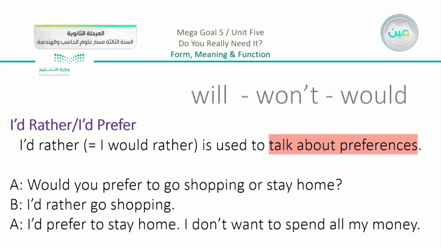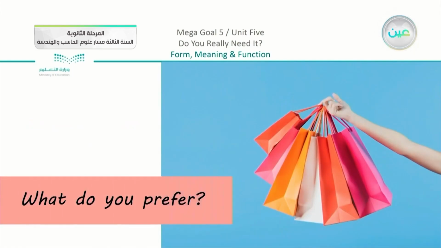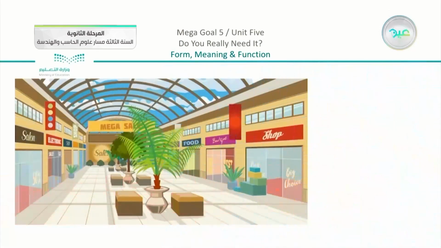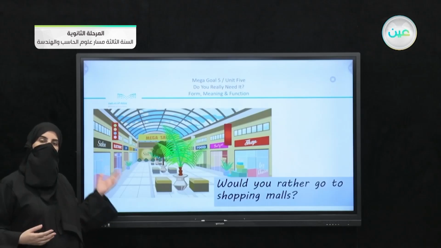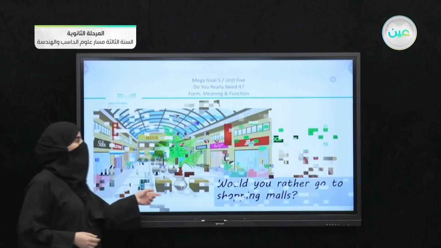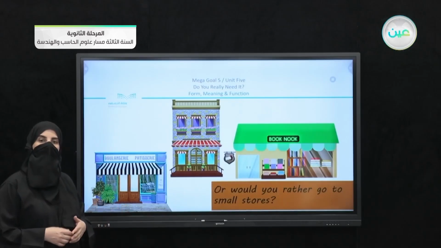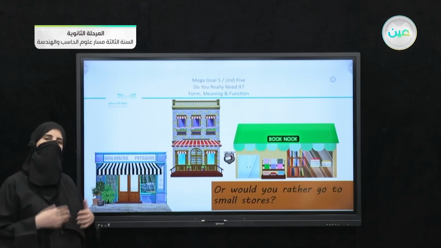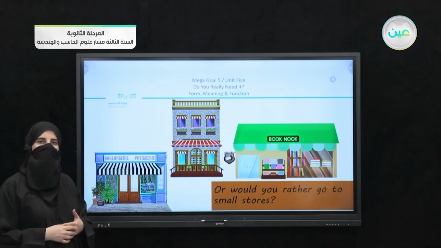Now, since we are talking about shopping here, which is our basic idea that we have here in Unit 5, which is, do you really need it? We are going to just go back to the topic in general. Now, what do you prefer? Do you prefer or would you rather go to shopping malls? So when you want to go shopping, would you rather go to shopping malls in general? Or we can say here, or would you rather go to small stores? So some people would prefer to go to shopping malls, and other people feel that they are too noisy. So we have here, they would prefer to go to small stores.